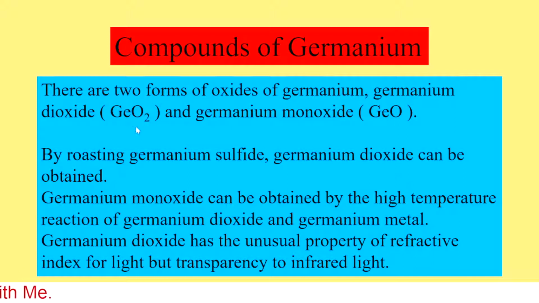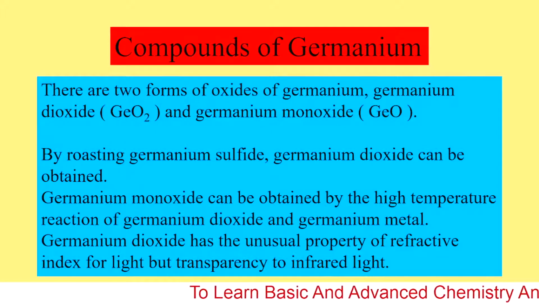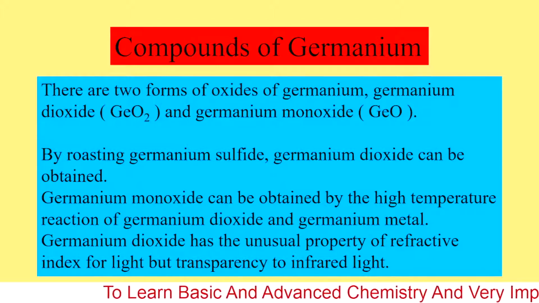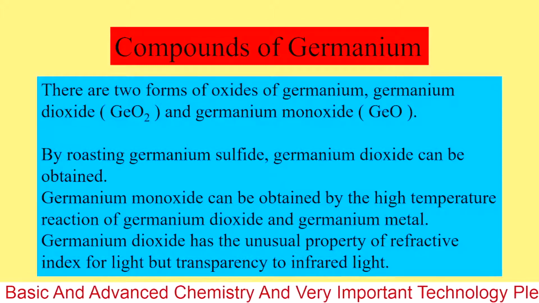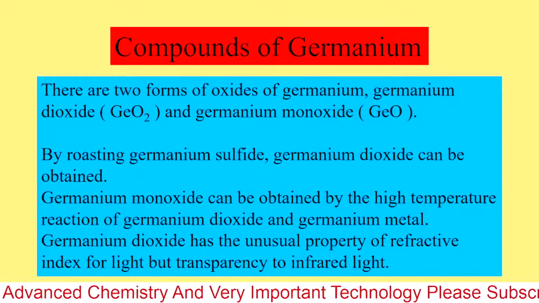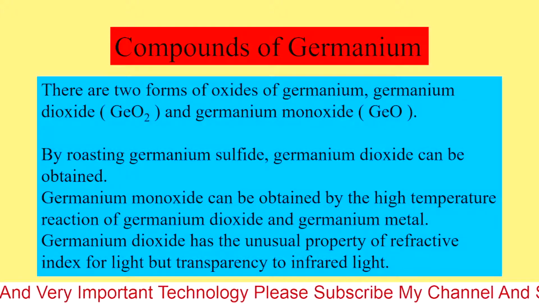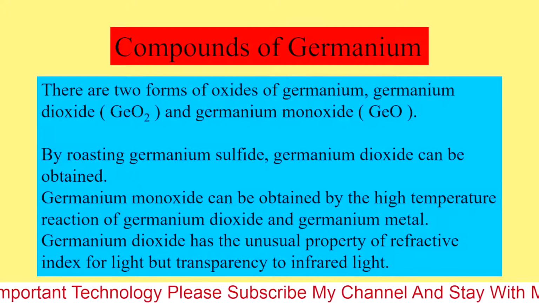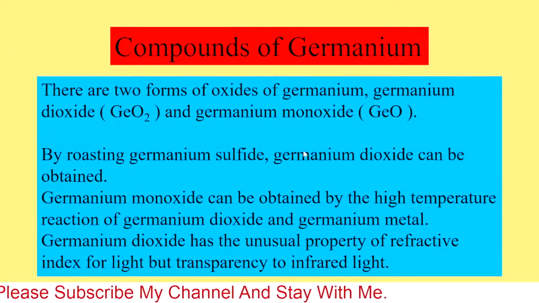If we want to get carbon monoxide, you can react carbon dioxide with more carbon, and then it forms carbon monoxide. So in the case of germanium monoxide, you can react the germanium dioxide with germanium metal. In that case you can get germanium monoxide.